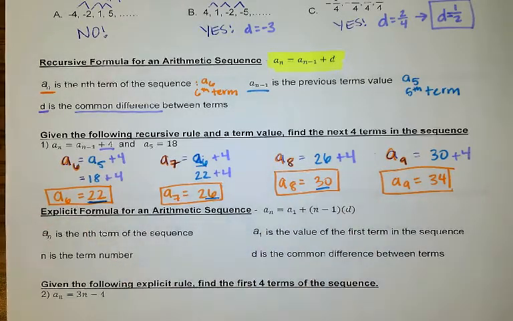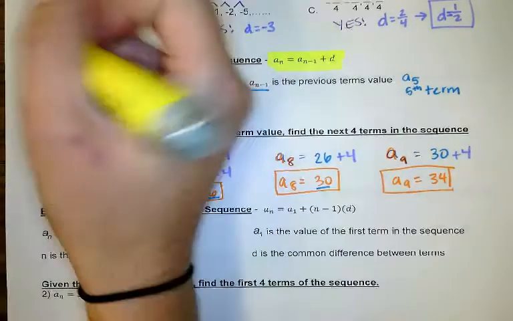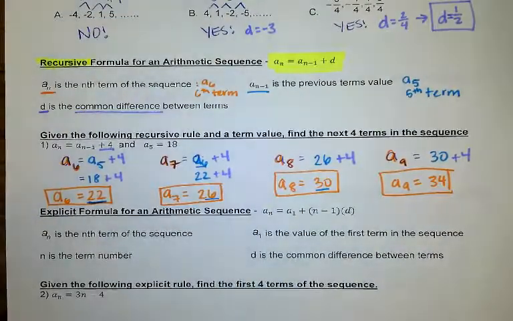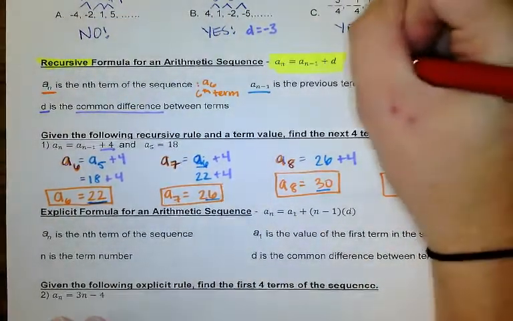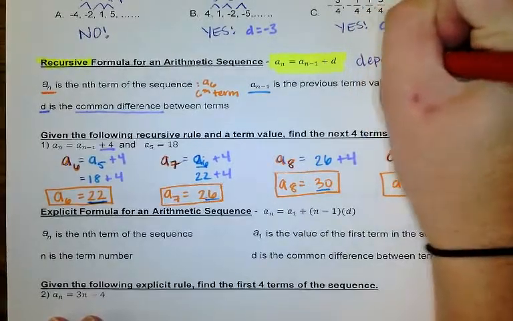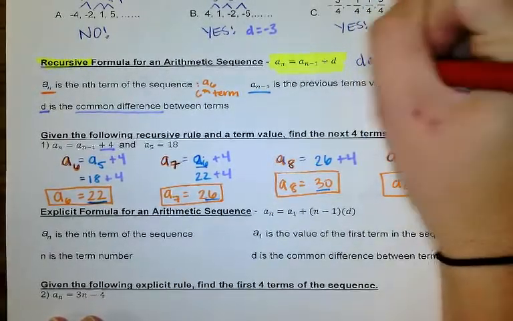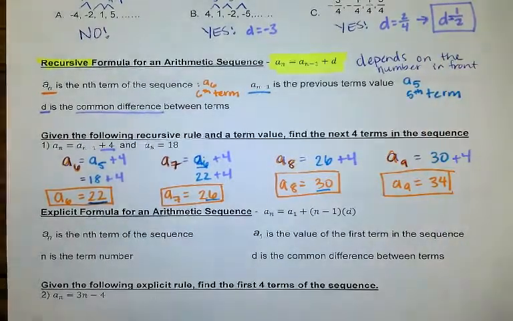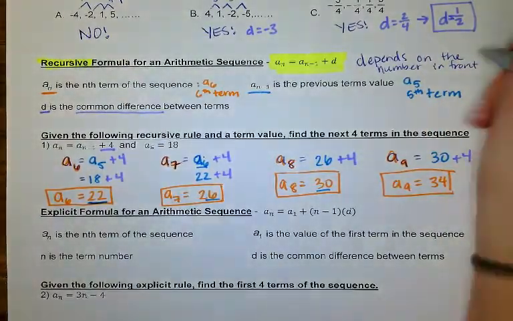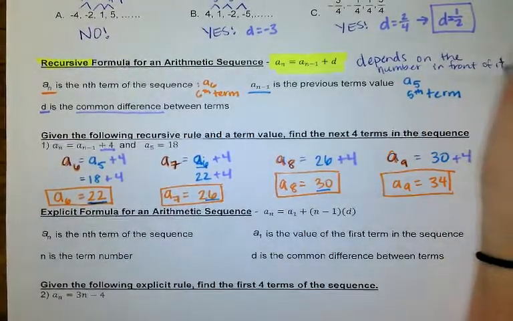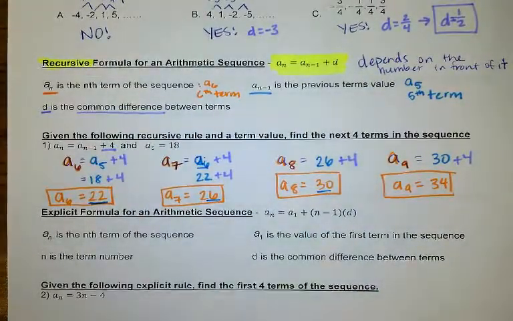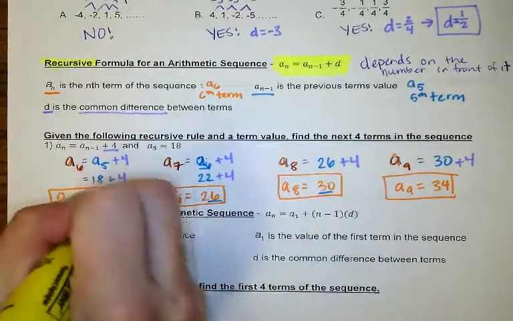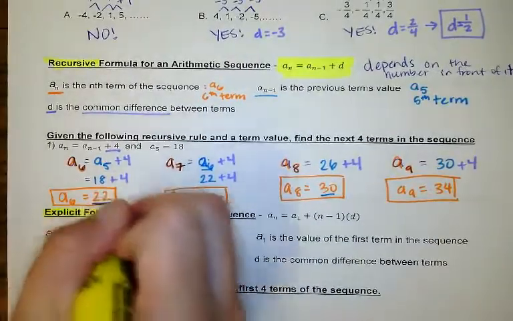So a recursive rule depends on the number in front. Okay, so I'm going to write that up here. This one depends on the number in front of it. Okay, so that's a recursive rule. An explicit rule down here can be written for any term. It doesn't depend on the one in front.